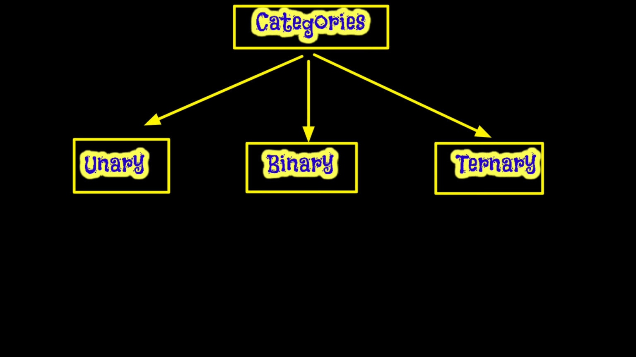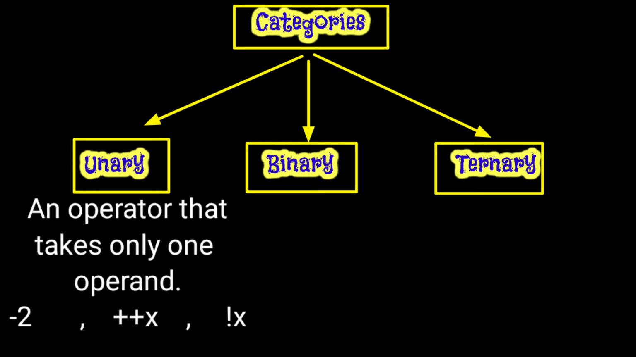Next we have categories of operators. First we have the unary operator. A unary operator is an operator that takes only one operand. For example, minus 2, plus x, and not x. So these are examples of unary operators.